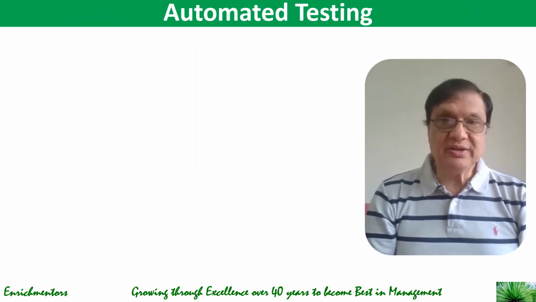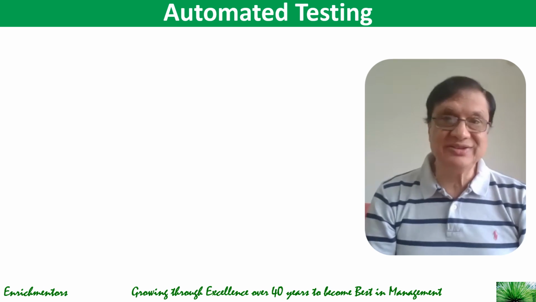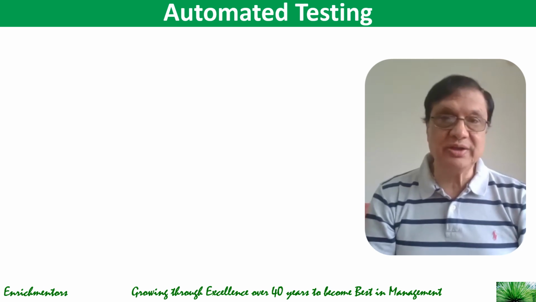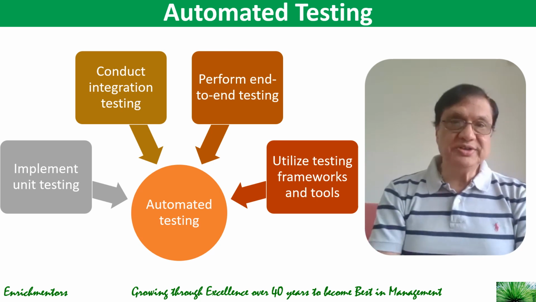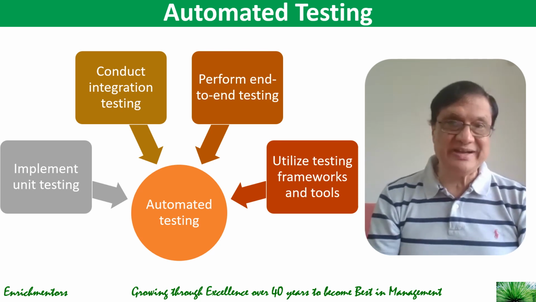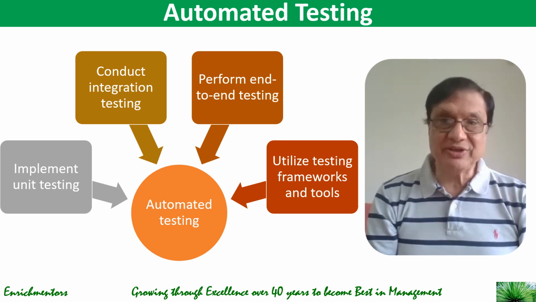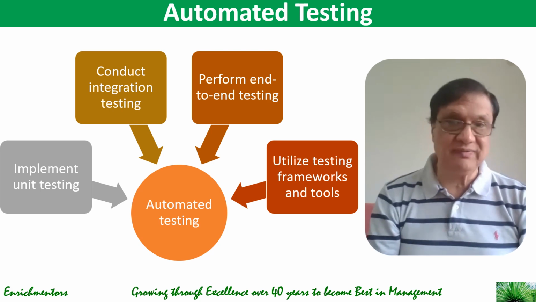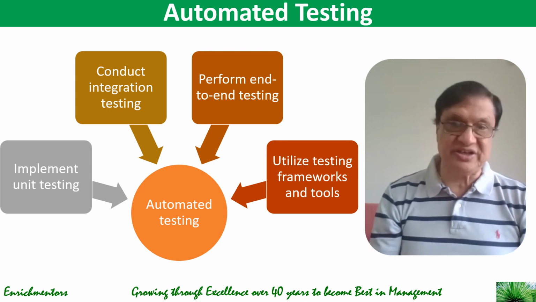Another practice that you can consider to automate your software development process is to enhance automated testing. In this, you enhance the software quality through automated testing. So how do you do that? You implement unit testing for individual components. Each of these components of the software has unit tests. Then you conduct integration testing to ensure proper collaboration between the components. You perform end-to-end testing to validate the entire application workflow. And then you utilize testing frameworks and tools like JUnit, Selenium, and TestNG.